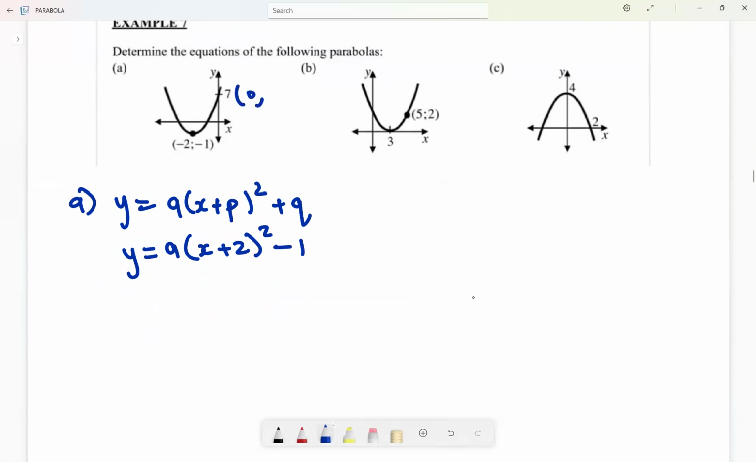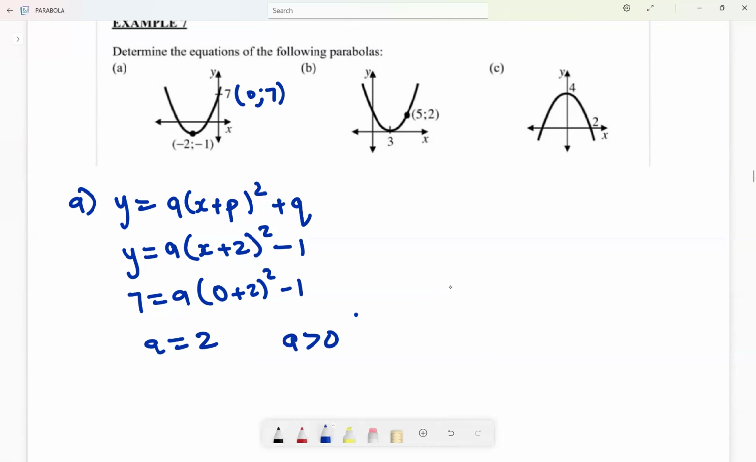When x is equal to 0, my y is 7. 0 and 7. So I'm going to say y is 7, a into 0 plus 2 squared minus 1. And then when you solve your mathematics and get the value of A, what is this? A multiplied by 4, which is 4a. Then with this one, when it goes to that, it's going to be 8, and then A is equal to 2.